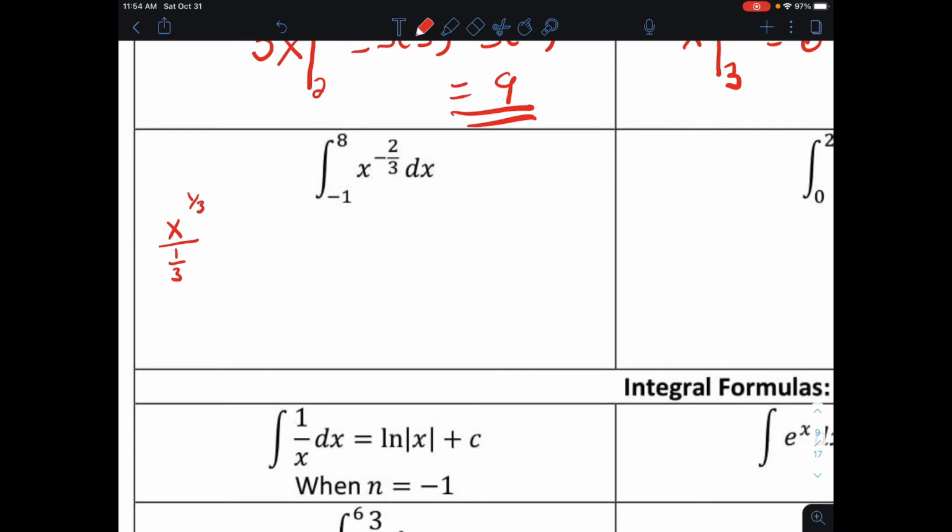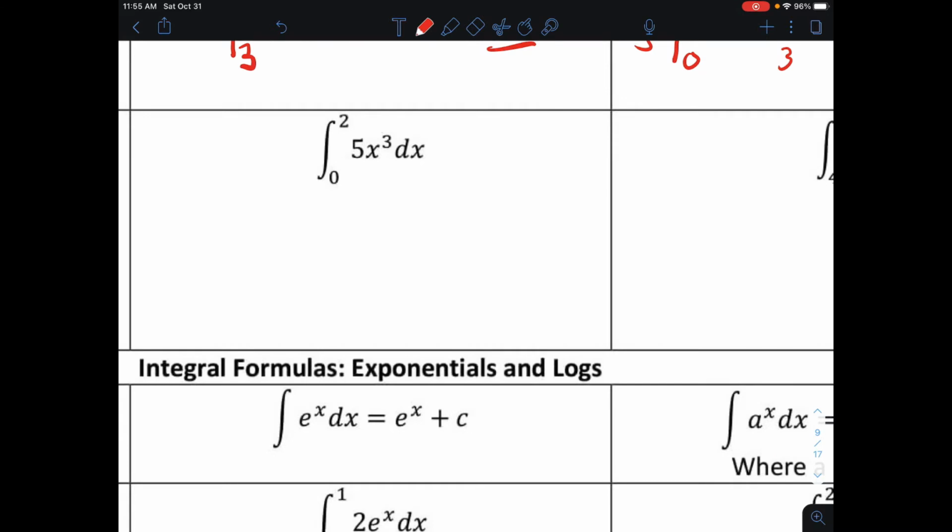Now I'm going to write that a little easier so it's easier to work with. That's equivalent to 3 times x to the 1/3 power. And we're going to do our documentation line because we're substituting. We're going to substitute 8 and negative 1 to get our answers. So we put in 8. The cube root of 8 is 2. And then minus 3 times the cube root of negative 1, which is negative 1. And we evaluate that, and we wind up getting 9.